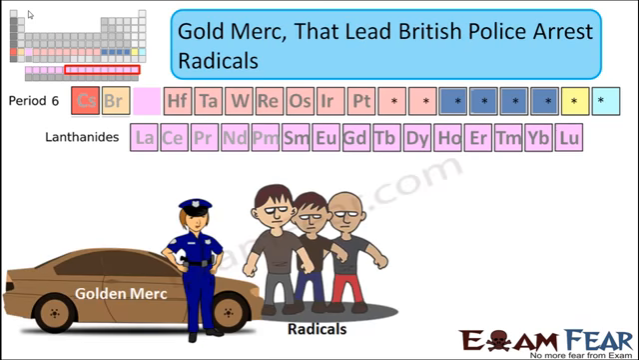Finally, the last set of elements of period 6. We see on the screen a golden Mercedes and a police officer who is arresting the radicals, some 2-3 radicals, which are people with some kind of negative thought in the society. So the memory tip here would be: gold mark that led British police arrest radicals.